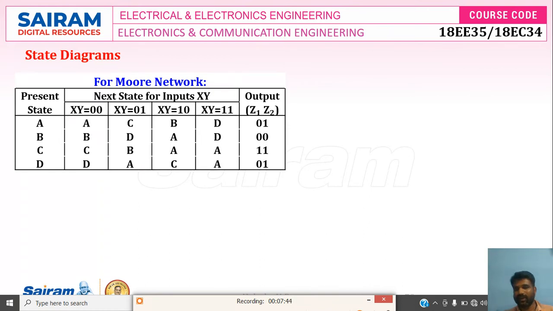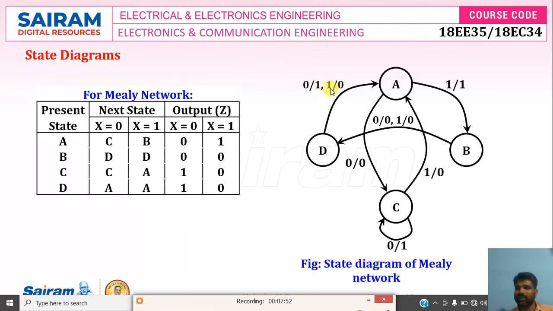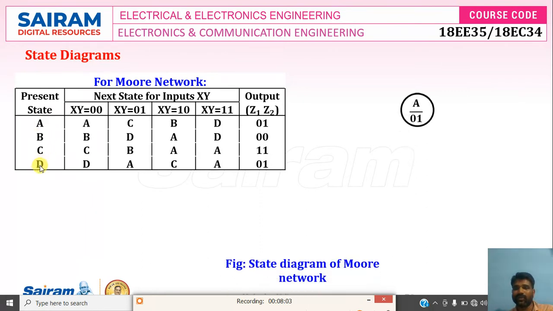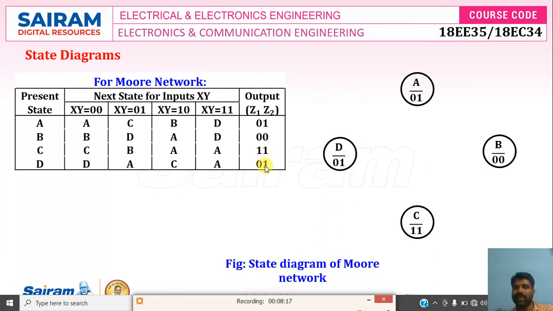Similarly, for the Moore network, there are small variations. In the Mealy network, outputs are represented on the directed branches, but here outputs are included within the node. So again there are 4 states, 4 nodes. A with output 0, 1, B with 0, 0, C with 1, 1, and D with 0. So outputs are represented within the nodes.